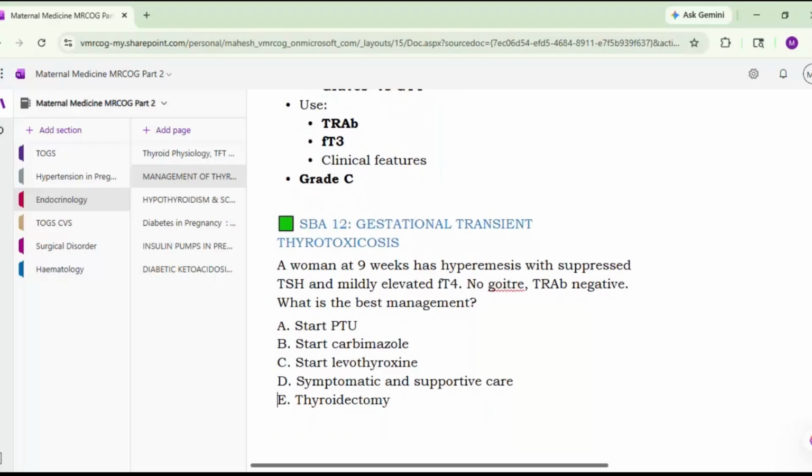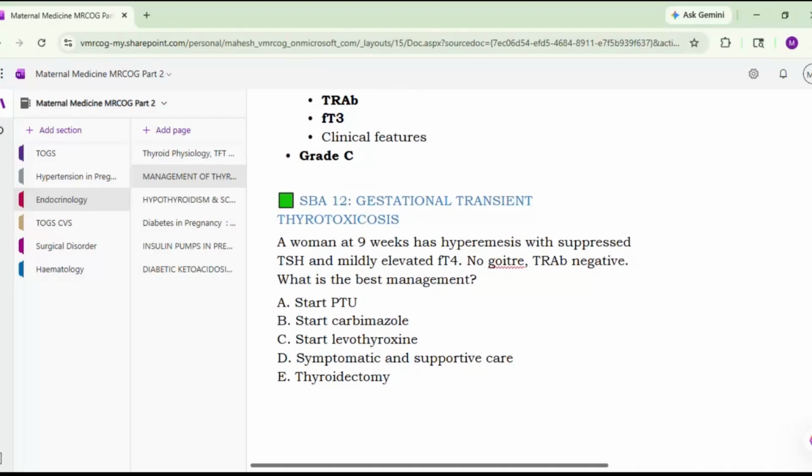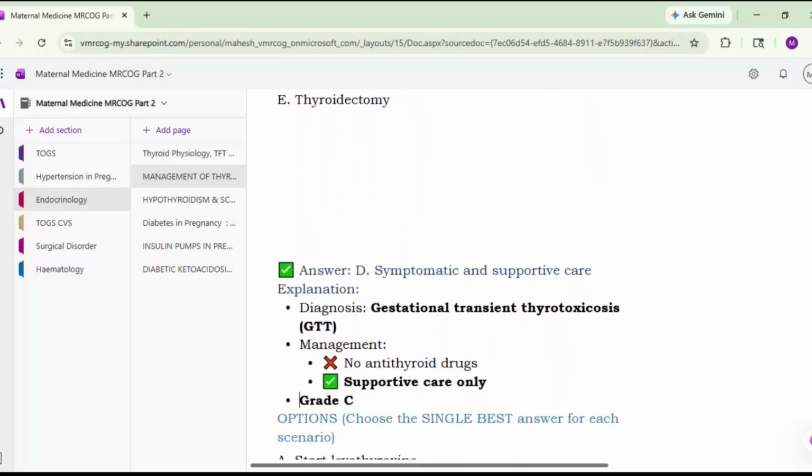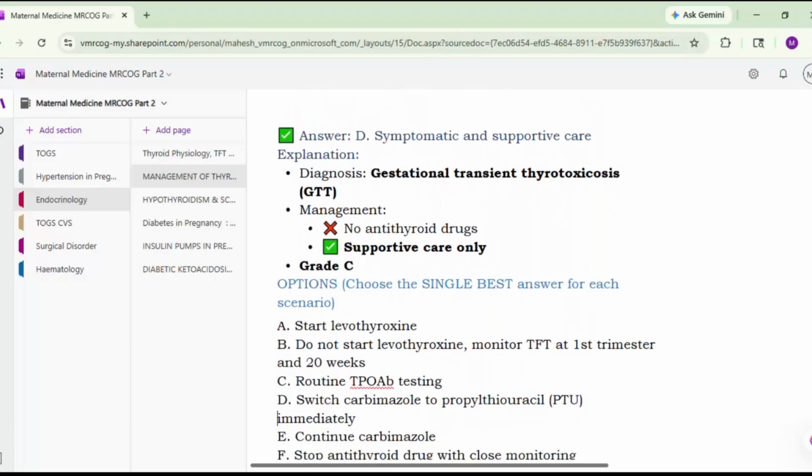Okay, next. A woman at 9 weeks has hyperemesis with suppressed TSH and mildly elevated free T4. No goiter. TRAB is negative. What is the best management? Start PTU, start carbimazole, start levothyroxine, symptomatic and supportive care, thyroidectomy. It is D, symptomatic and supportive care, because it is GTT. GTT does not require specific treatment. Treatment is only symptomatic and supportive. No antithyroid drug is required.